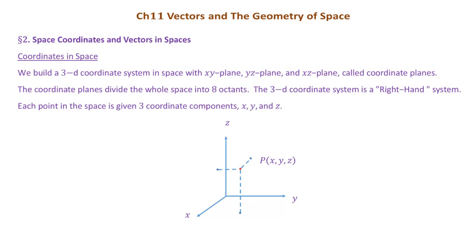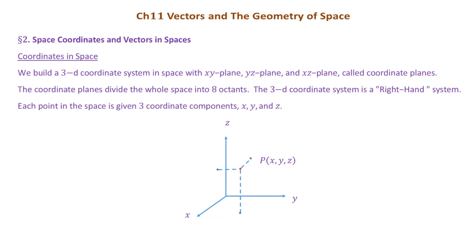So last time we just introduced vectors in two-dimensional space, the XY plane. That's chapter 11, section 1. So we're going to do section 2 today. We're going to extend the vectors to three dimensions. That's called space coordinates and the vectors in space.